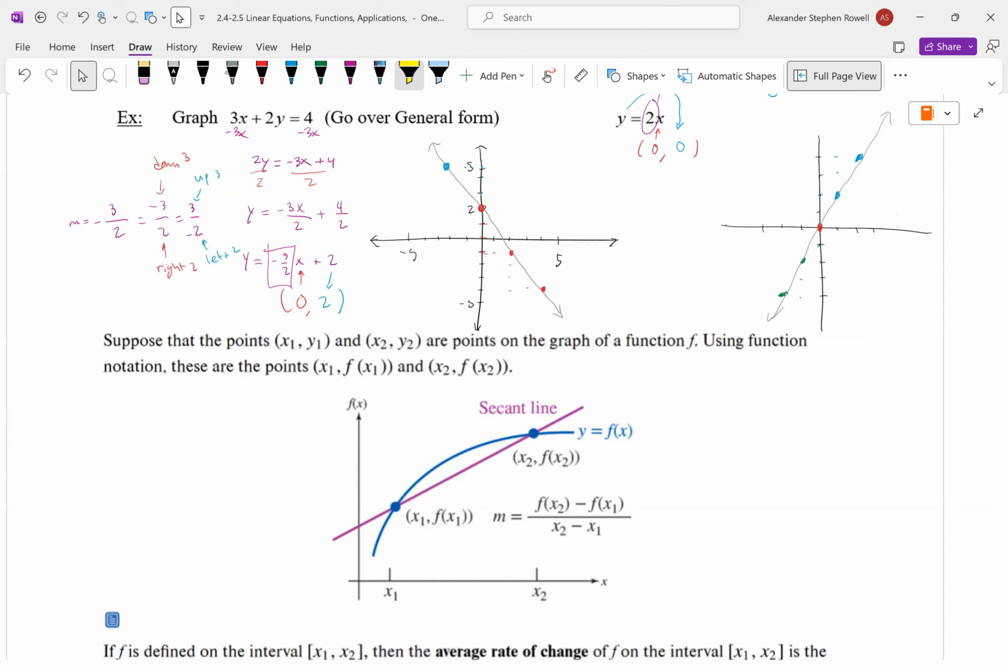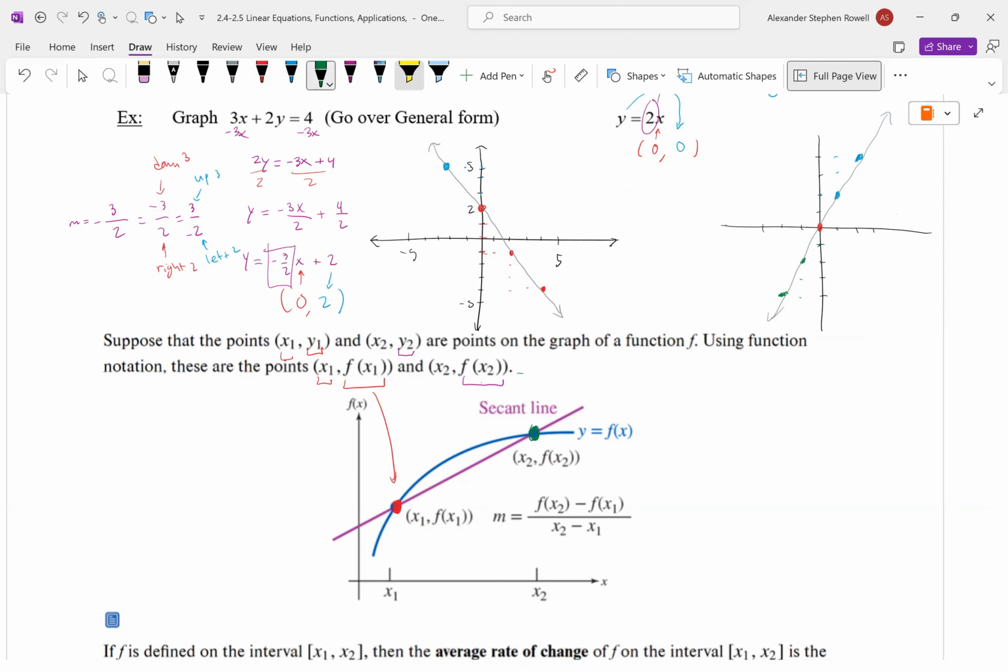All right, so this is more of a new concept. That is, how do you find the average rate of change? Suppose that points x1, y1, x2, y2 are on the graph of a function f. Using function notation, these would be the points x1, f of x1, where f of x1 would be your y value, and the point x2, f of x2. So I hope we're getting comfortable with using f of x instead of y. This is our first point, x1, f of x1.